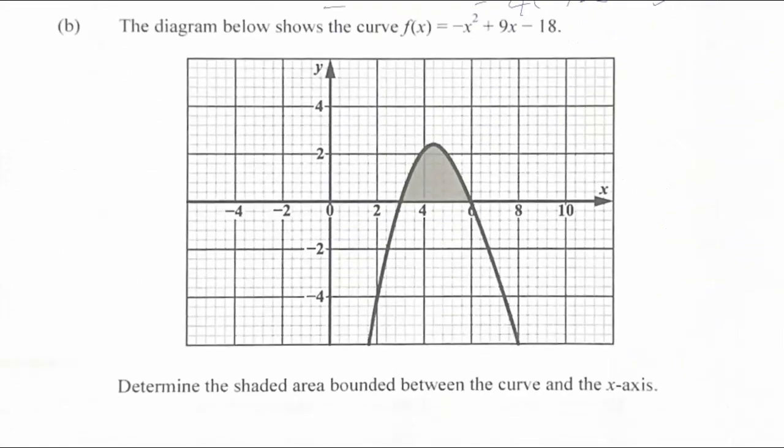Alright, part B. Determine the area of the shaded region bounded by the curve and the x-axis. So the curve here, we have the equation here. It cuts the x-axis at 6, and at 3, midway between 2 and 4. The formula for area is the integral, in this case between the two x values: the upper limit is 6 and the lower limit is 3. So we're integrating the function negative x squared plus 9x minus 18 between these two x values.